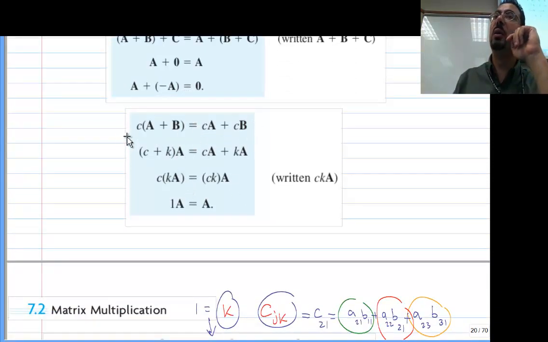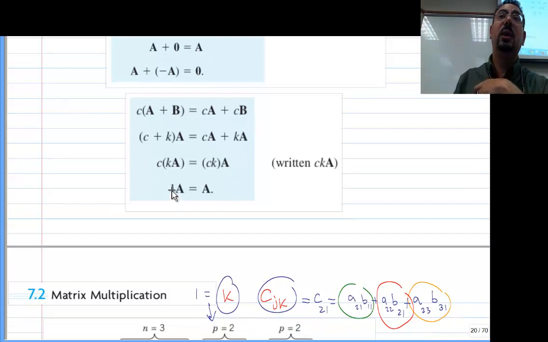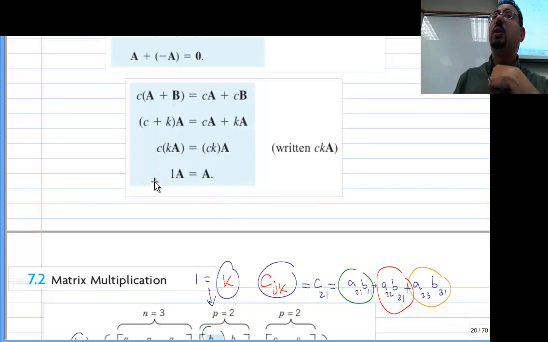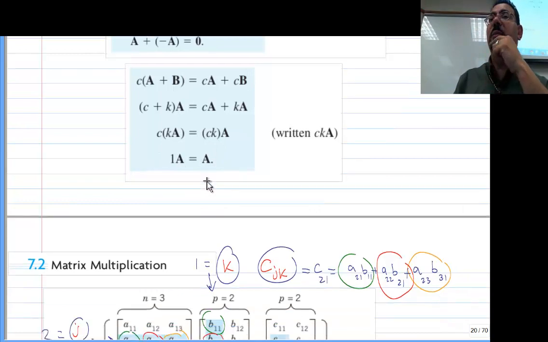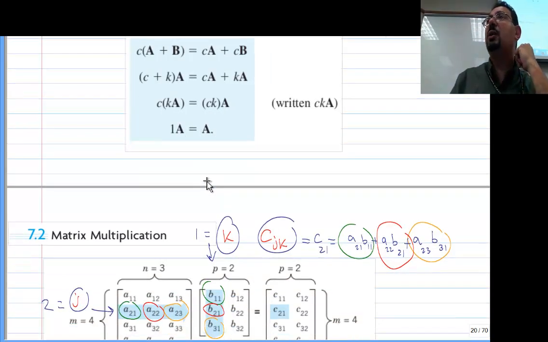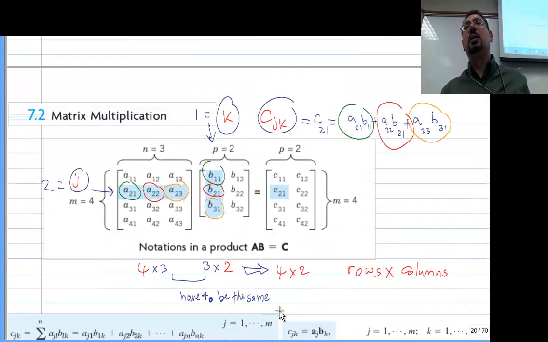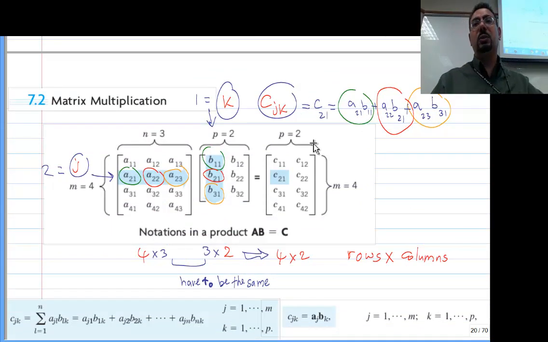This is all straightforward. Because it's just a number that you multiply by the matrices, it doesn't really matter whether you add them and then multiply by that scalar, or you multiply each one by the scalar and then add. And if you have two scalars multiplied, it doesn't matter which one gets multiplied first, of course. And multiplying by 1, you just get the same thing. Questions so far? Alright. Here is the matrix multiplication.